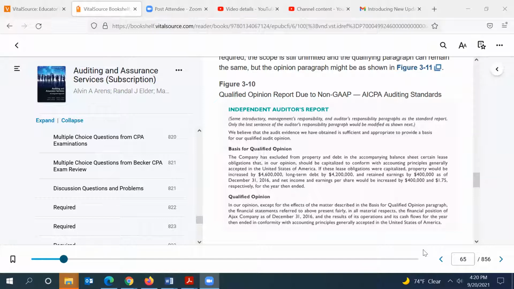Again, that basis for qualified opinion is often called the explanatory paragraph. It explains what's going on. Then the qualified opinion: in our opinion, except for the effects of the matter described in the basis for qualified opinion paragraph, the financial statements referred to above present fairly in all material respects. So the rest of what's going on is okay, except for this one departure from GAAP. At the SEC, they're going to take a look at what's wrong. And again, they're probably going to go dumb and stubborn client. So this client's going to get some extra scrutiny, I promise.